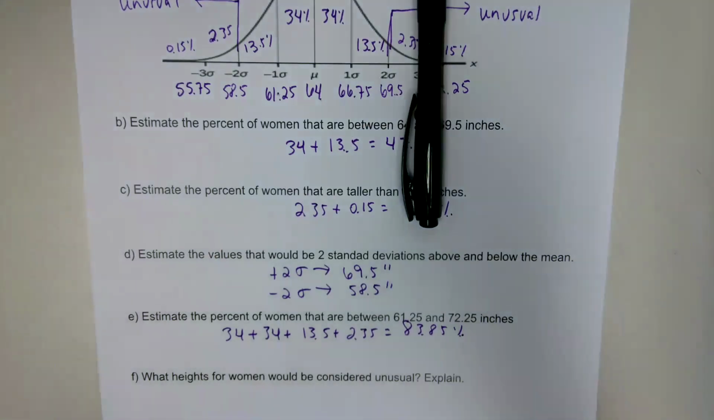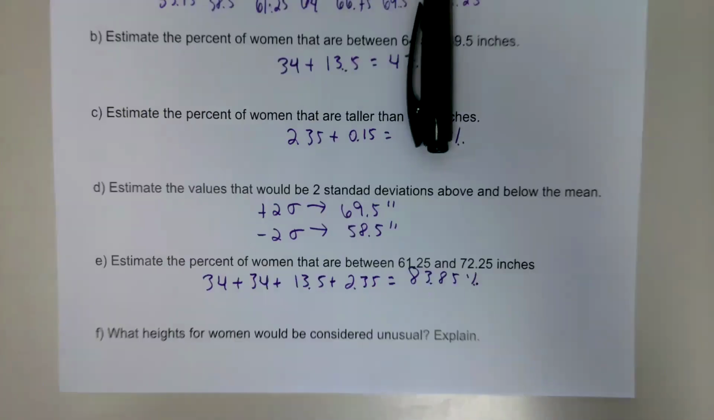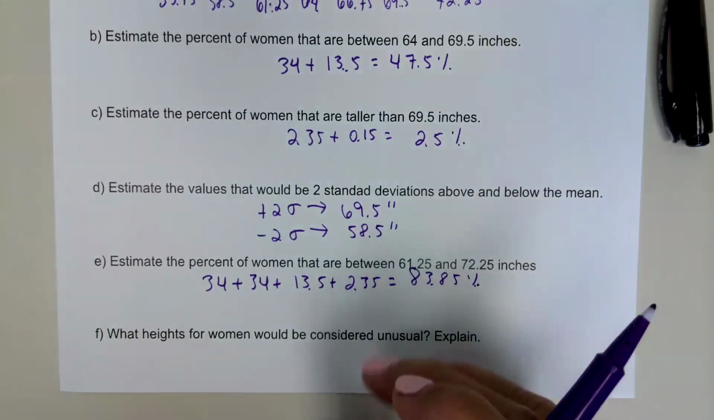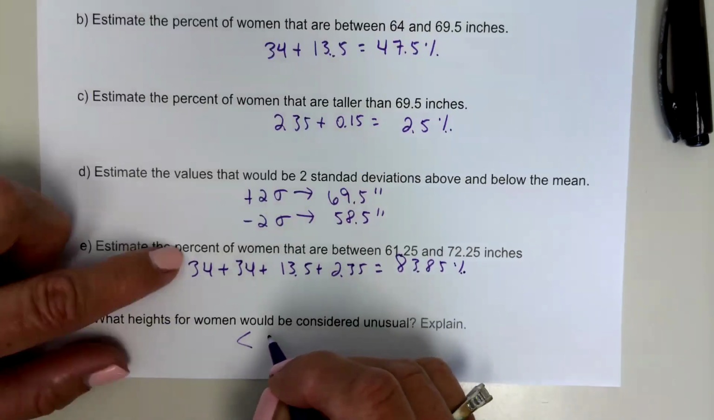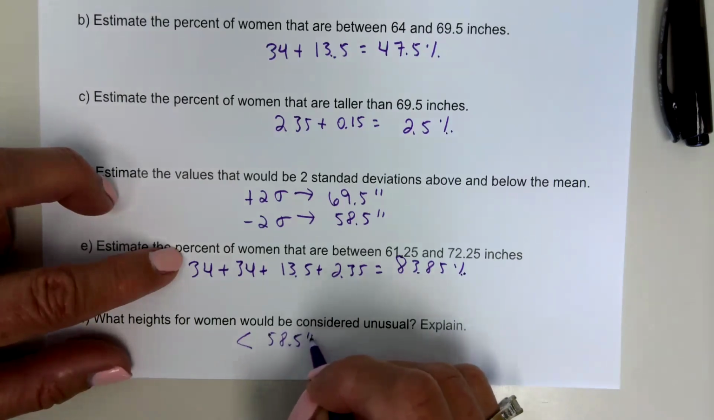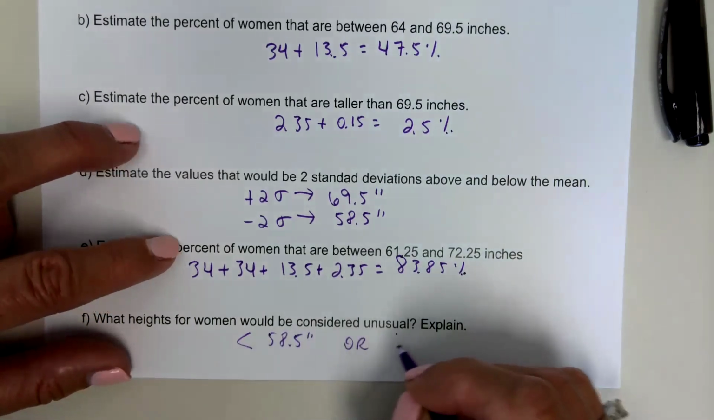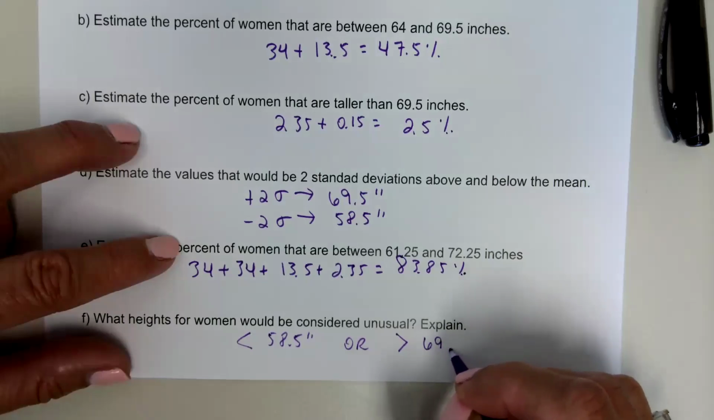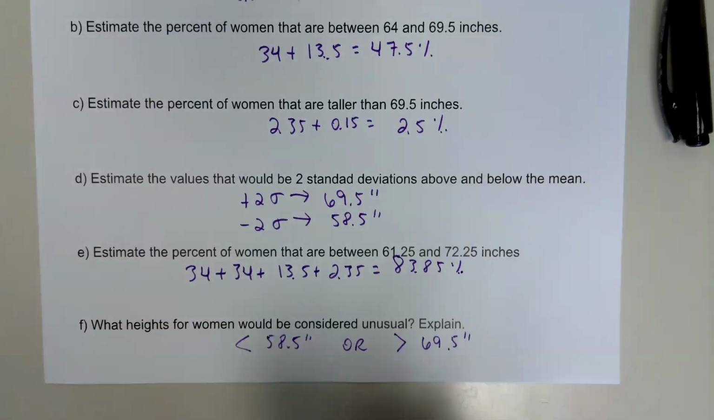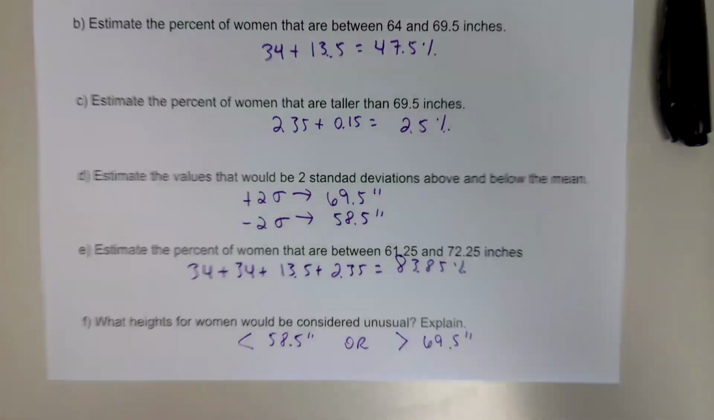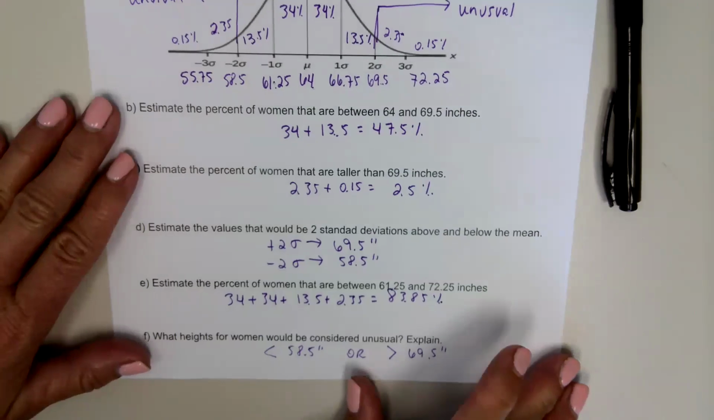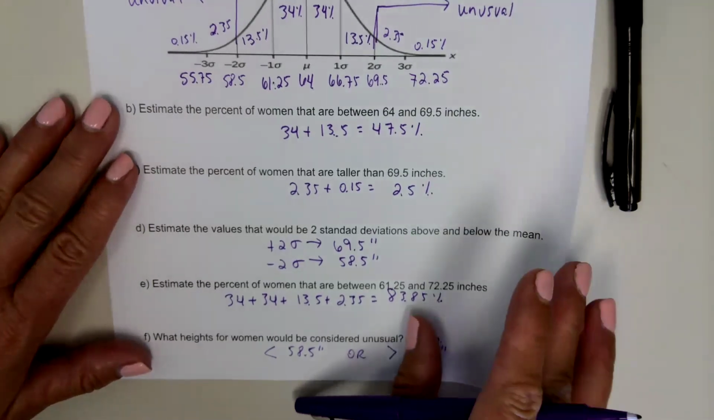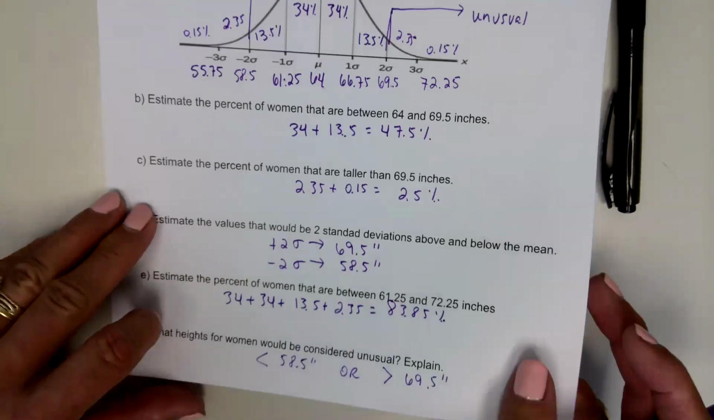And last but not least, it says, what heights for women would be considered unusual? Explain. So we said anything outside of two standard deviations. So that means anything less than 58.5 inches or greater than 69.5 inches would be considered unusual. Reach out if you have any questions. You will need to draw one of these for your chapter 3 project. You'll either need to print out the project and draw on it, or be able to draw it on computer.